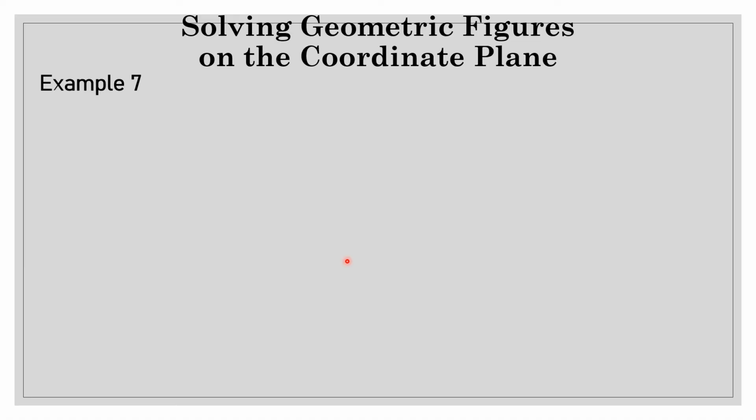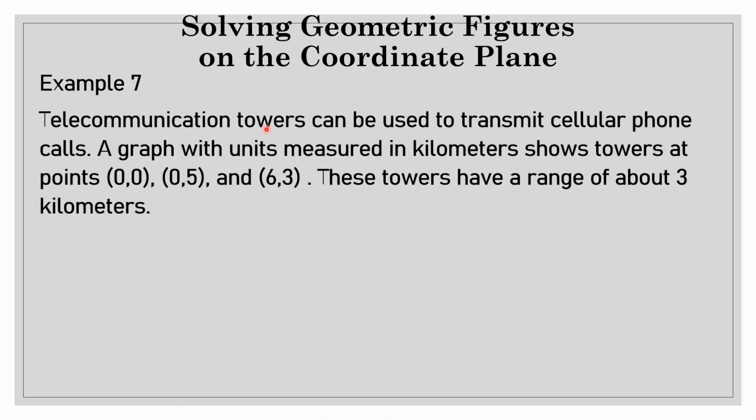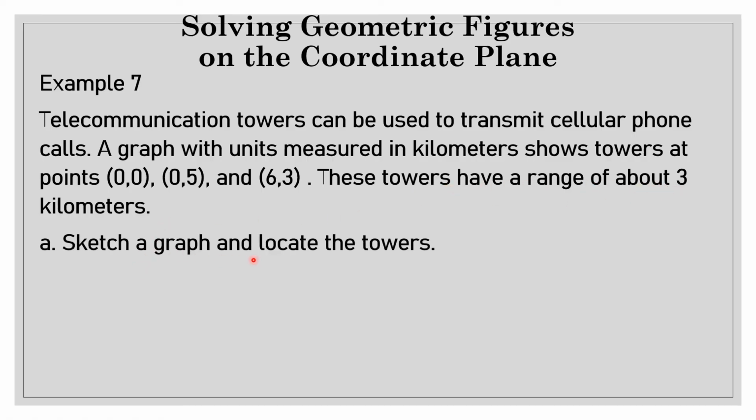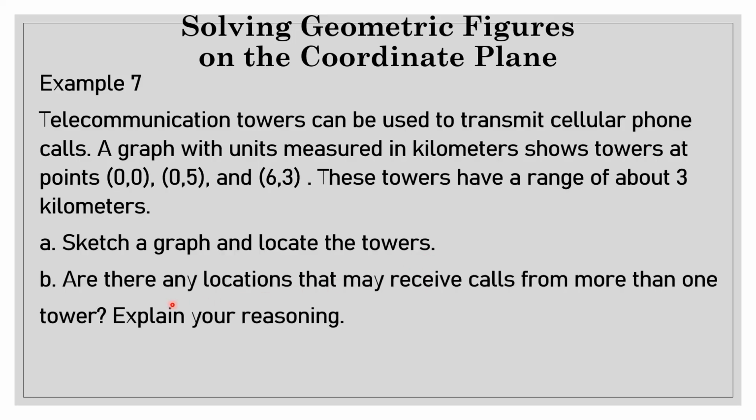Proceed tayo sa example number 7. Telecommunication towers can be used to transmit cellular phone calls. A graph with units measured in kilometers shows towers at (0, 0), (0, 5) and (6, 3). These towers have a range of about 3 kilometers. Sketch a graph and locate the towers. Next, are there any locations that may receive calls from more than one tower? Explain your reasoning.